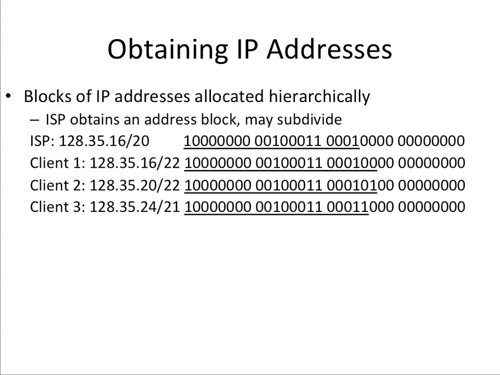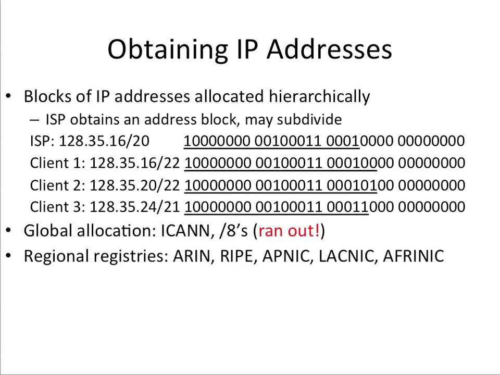And how are IP addresses allocated? There's an organization that does that. ICANN is an organization that will tell the regional registries, okay, here are the different IP addresses that are available, and those regional registries are going to allocate them to various organizations.